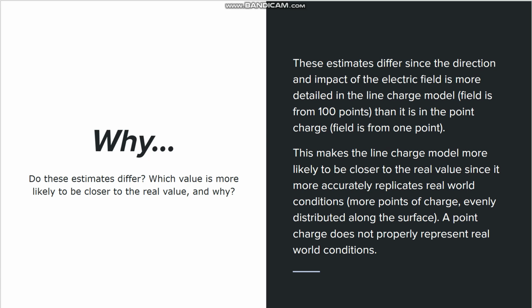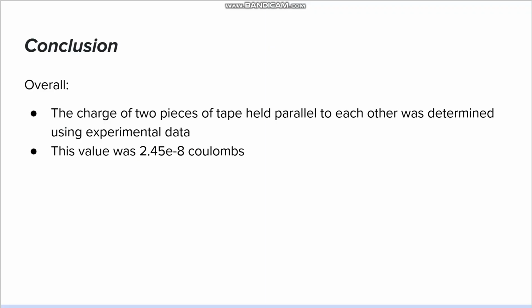And according to this why question, these estimates differ since the direction and impact of the electric field is more detailed in the line charge model, as it's from 100 points, than it is from a point charge. And this 100-point model is more realistic to what is in the real world than a point charge, because point charges will not exist upon the charged tape in the real world.